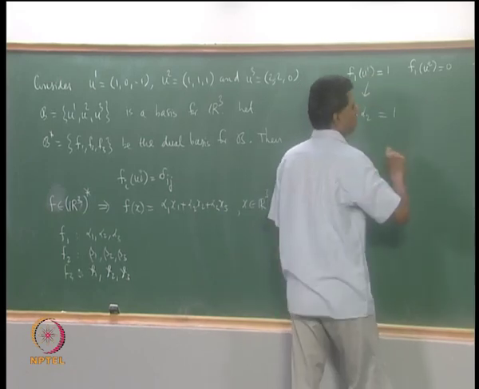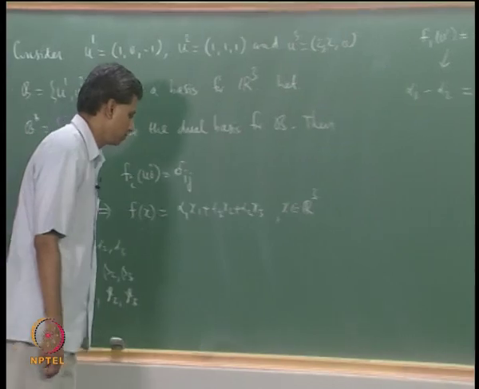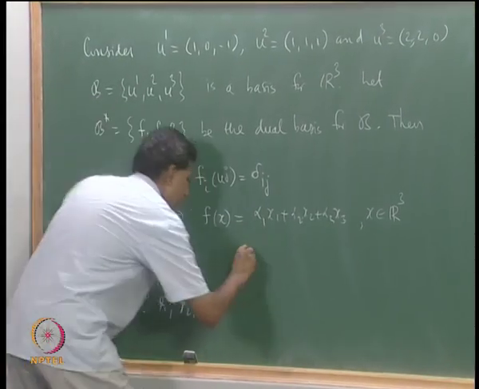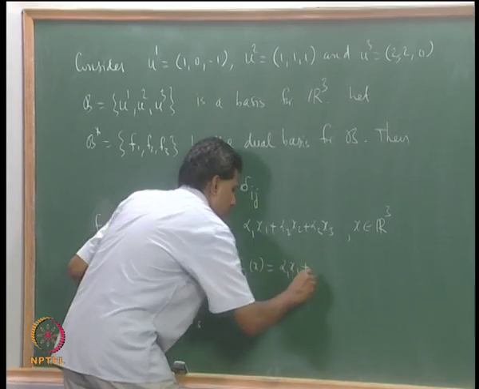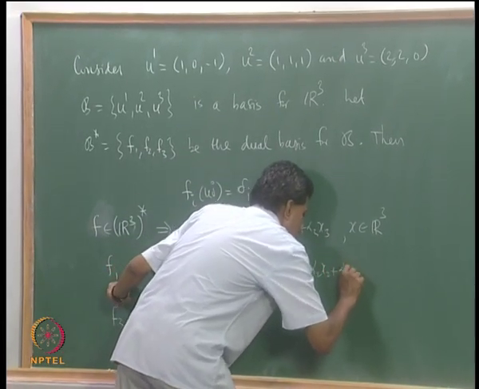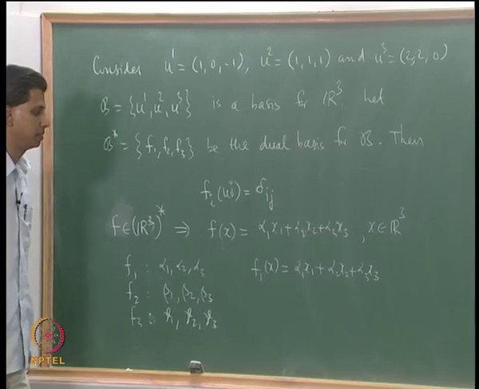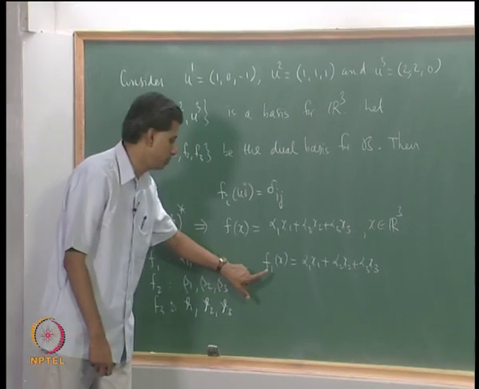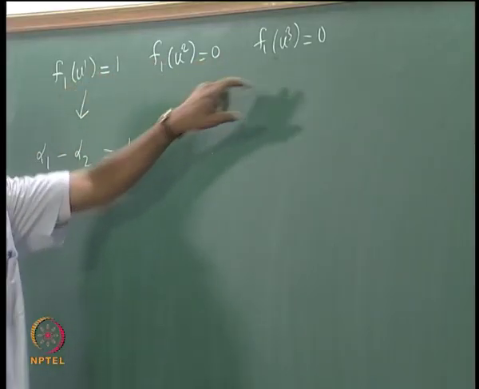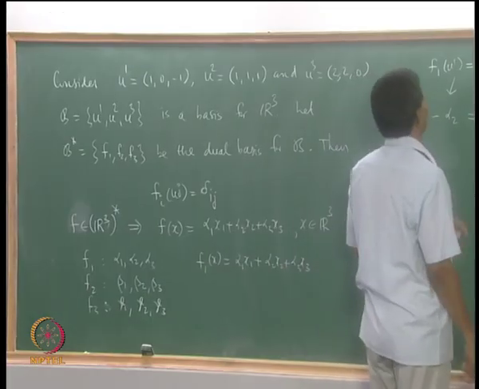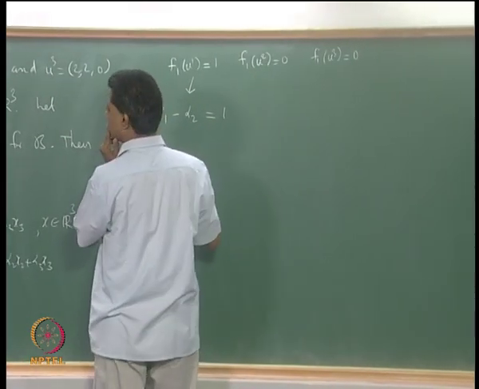Just to confirm the notation that I am using, let me go back and write it here. This is a general functional. For F1, this means F1 of x is alpha 1 x1 plus alpha 2 x2 plus alpha 3 x3. For F2, F2 of x is beta 1 x1 plus beta 2 x2 plus beta 3 x3. Similarly for F3. So I am going to determine F1 of u1, F1 of u2, F1 of u3. This is the definition of the dual basis. I have just written down the first three equations. So I get alpha 1 minus alpha 2 equals 1. That is the first equation. F1 of u2 gives minus alpha 3.